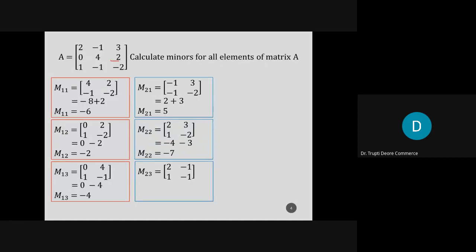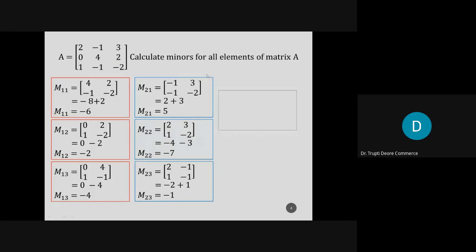Second row, third column. So we have to calculate the minor for this 2. So this row will be cancelled, this column will be cancelled. So remaining elements are 2, minus 1, 1, minus 1. After calculating the determinant, we'll get this M23 as minus 1. It's the minor for 2.